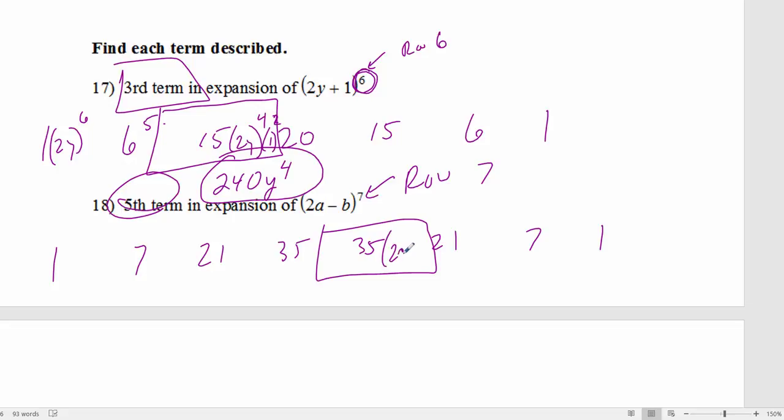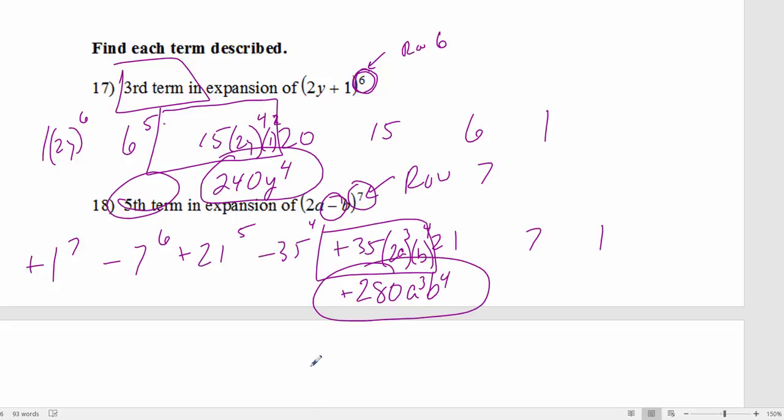So, we need 2a to the what power? Well, this one should be a 7, a 6, a 5, a 4, and this is a 3. That means that b is the 4th, because it has to add up to that. 3 plus 4 is 7. Okay? So 2 to the 3rd is 8. 8 times 35. Oh man, that's a big one. 280. So that's 280, a to the 3rd, b to the 4. Now, because this is a minus, again, I'll have alternating signs. Plus, minus, plus, minus, plus. So this is a plus. So because it's a plus, it's positive 280, a to the 3, b to the 4.